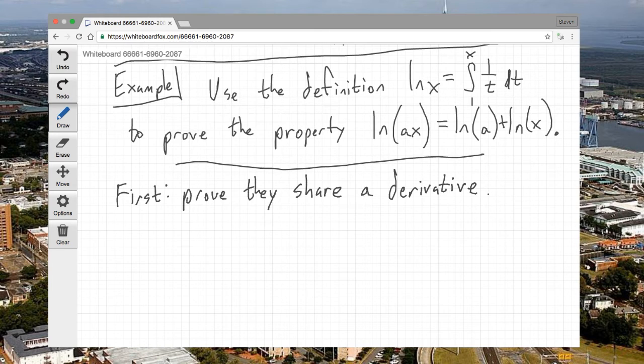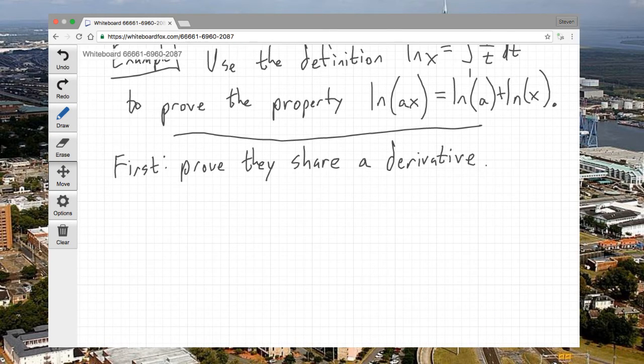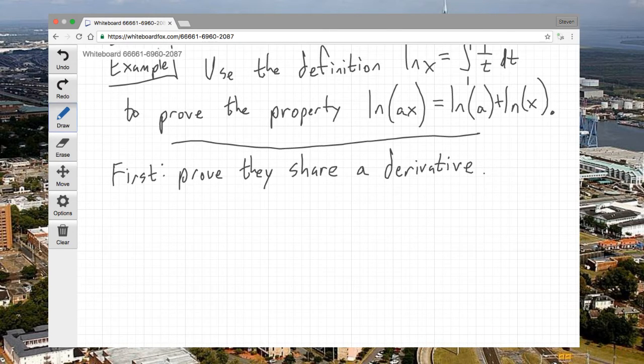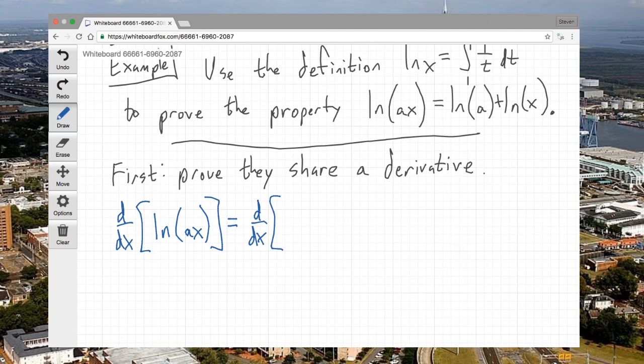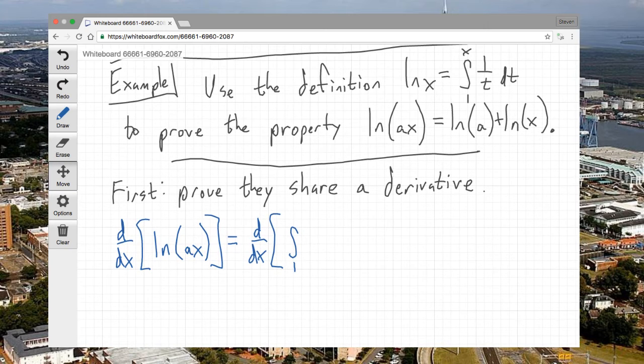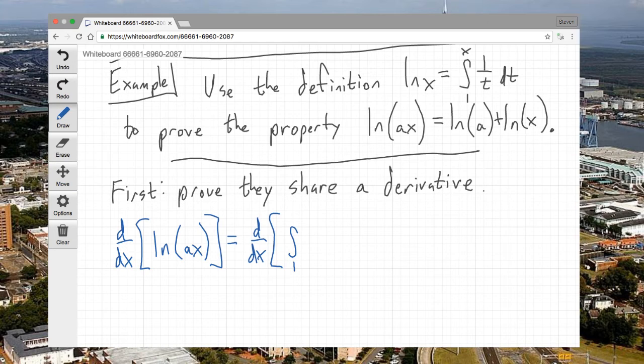So here's what I would do. I'm going to take the derivative of the left-hand side. And this is the harder side to do. And I've got to use the definition. So the definition says, it's right up here in the upper right of the screen, the natural log is the integral from 1 to x. But instead of an x, we have a times x, of 1 over t dt.